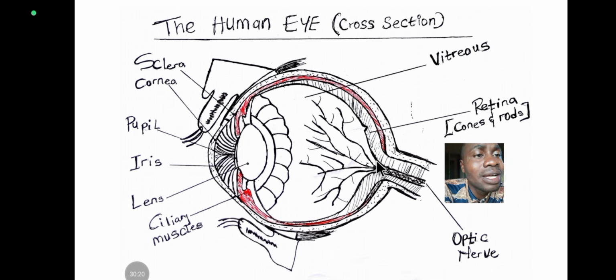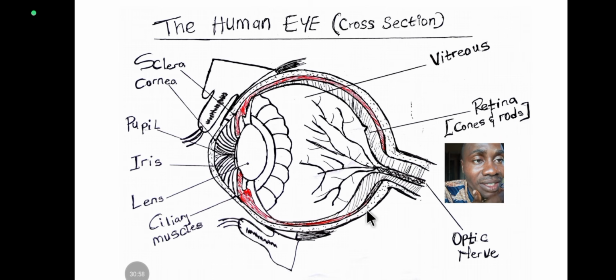Then the innermost part of the eye, this inner lining, is called the retina, and the retina contains cones and rods. The most sensitive part of the retina is the fovea centralis, located here, close to the macula. Then this structure here, like the branches of a tree, is the optic nerve going straight to the brain. We are done with the diagram of the eye.